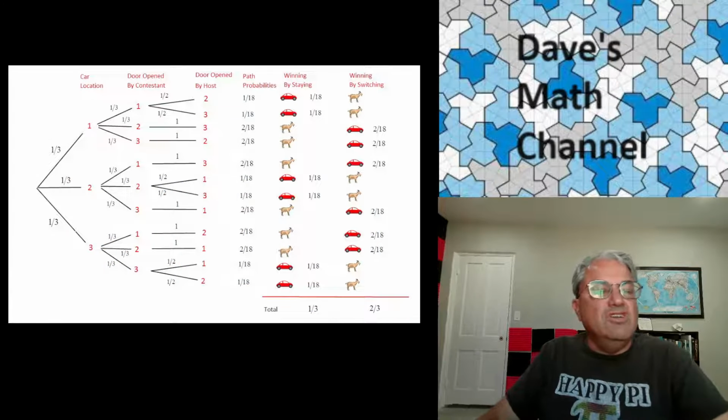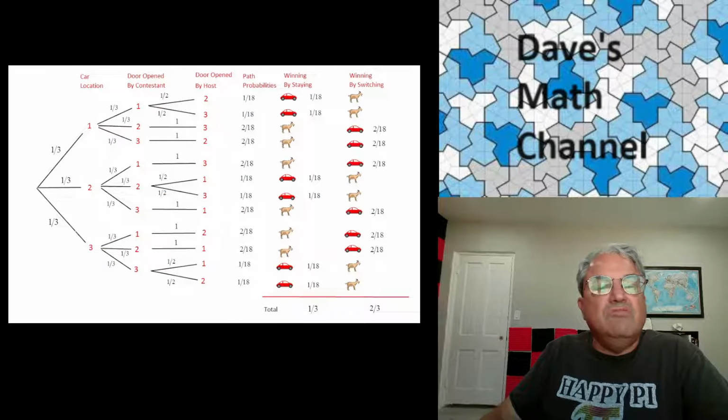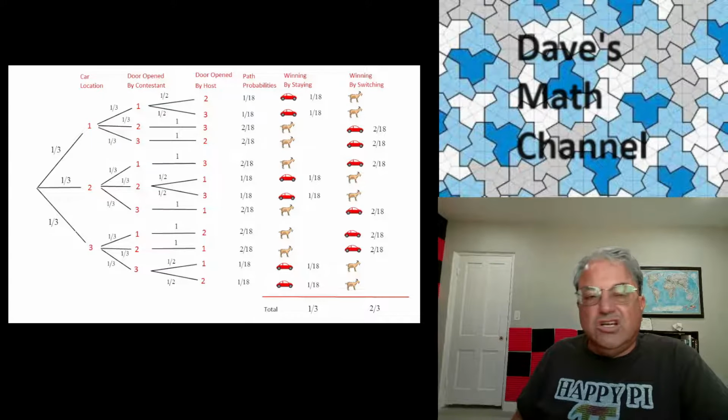So, if you want to do a detailed analysis of the problem, you can do this tree diagram here. I don't want to go all the way through this tree diagram. It's pretty complicated. You have to look at all the conditional probabilities. But if you actually work them all out, you'll find out that the chance of you winning the car if you don't switch is only 1/3, and if you do switch, it's 2/3. Very counterintuitive.